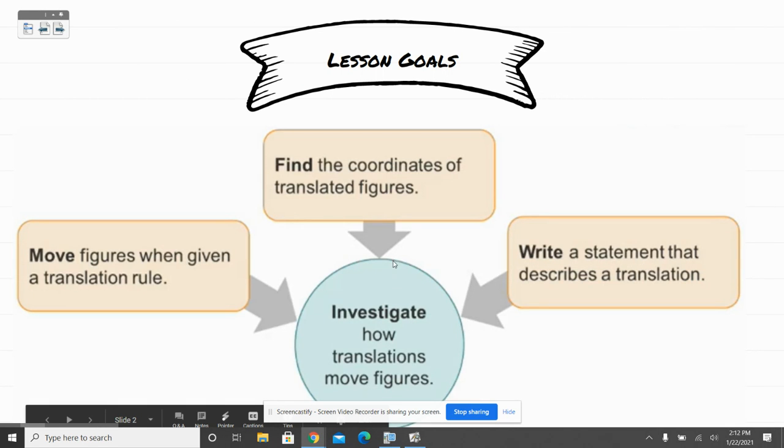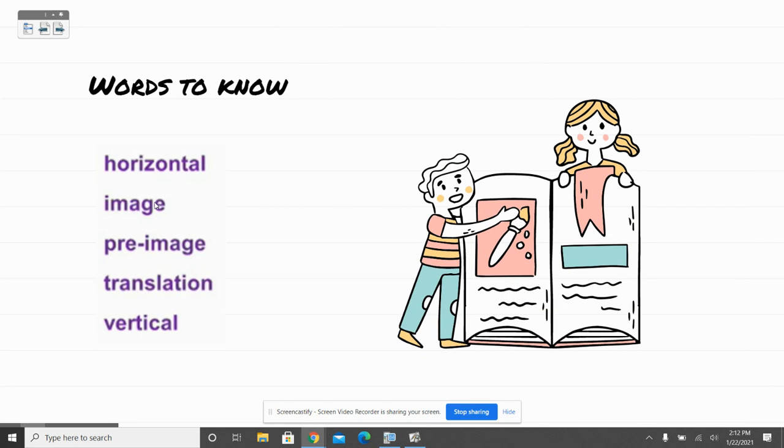Okay, so what we're going to do is figure out how translations actually move things. We're actually going to move them one at a time. We'll figure out where the translated figures go, and then we're going to make some statements about it as well. So these are the words we need to know, and some of them we already talked about. The only ones that are really new to this lesson are the ones we haven't talked about a couple days ago.